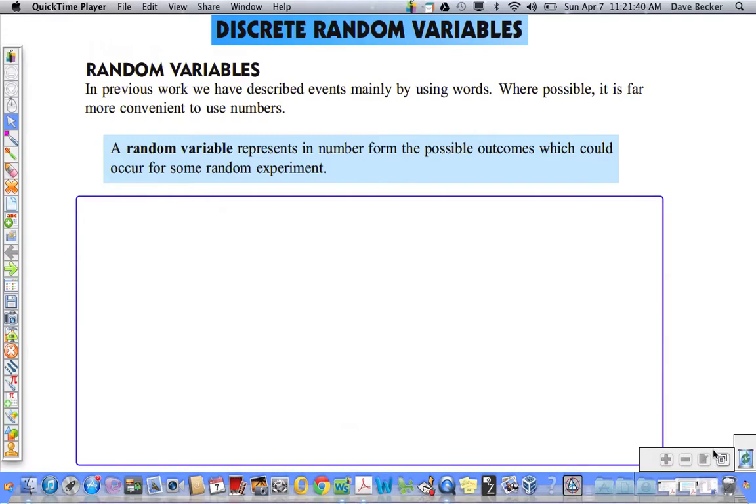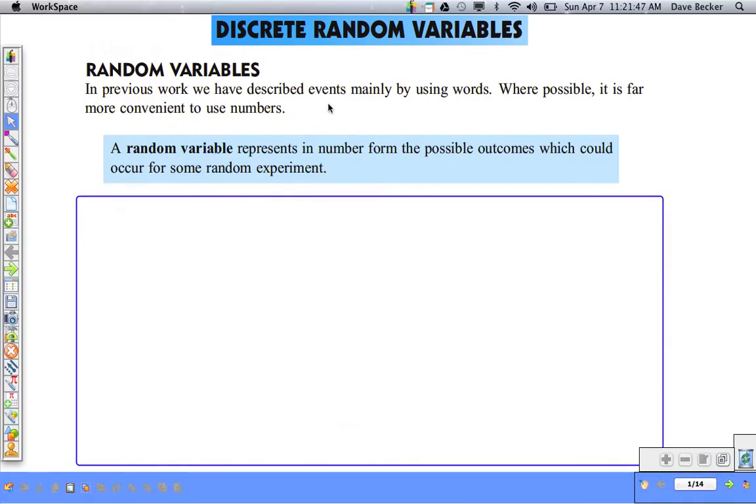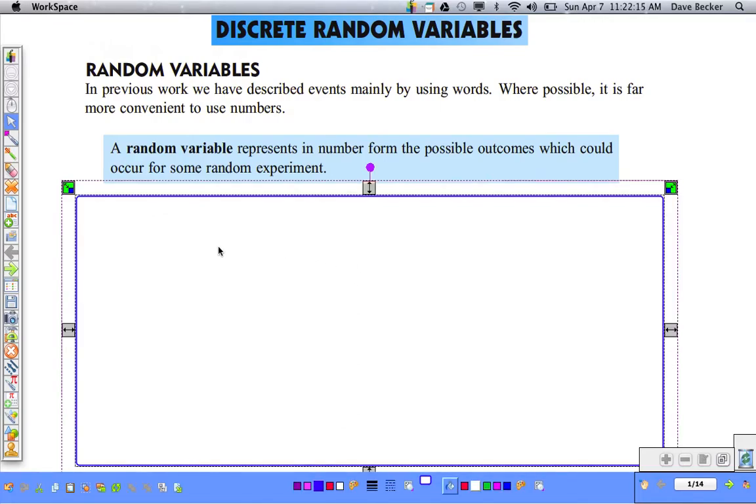We are going to talk today about discrete random variables. Random variables, what are they? Well, we can talk more generally if we use variables instead of specific things like results of a coin toss. A random variable represents in number form the possible outcomes which could occur for some random experiment. So this isn't anything much different than what we've been talking about thus far. It's just a way to represent everything with variables.